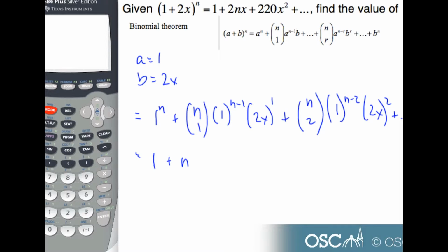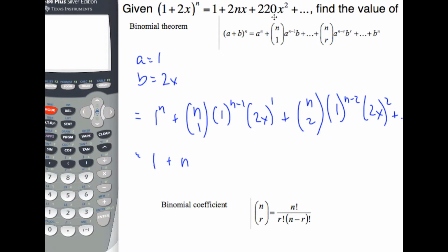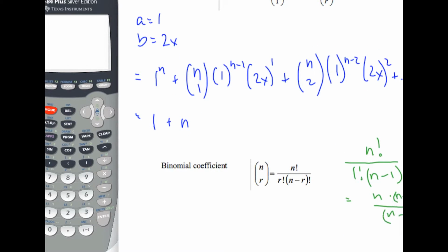If you're not comfortable with that, take a look at the binomial coefficient calculation. It's n factorial over 1 factorial times n minus 1 factorial, which is n times (n minus 1) factorial over (n minus 1) factorial, times 1. These cancel, and I'm just left with n. So n choose 1 is n, and the second term's coefficient is always equal to the value of n. All right, so there is our use of that.